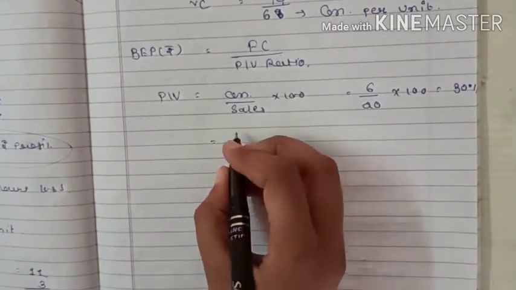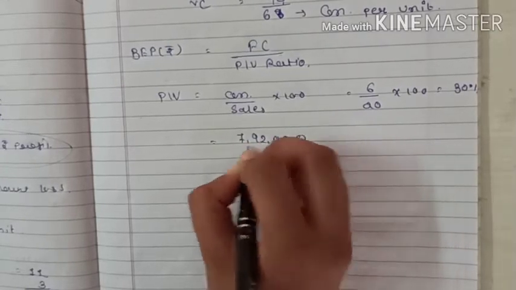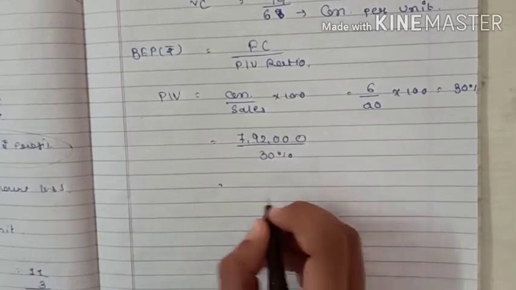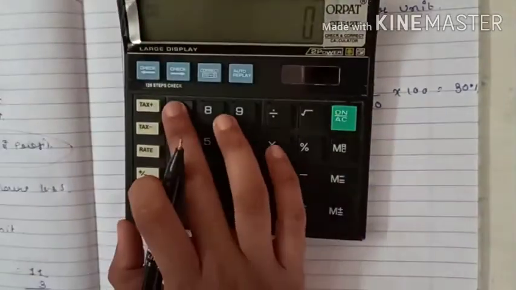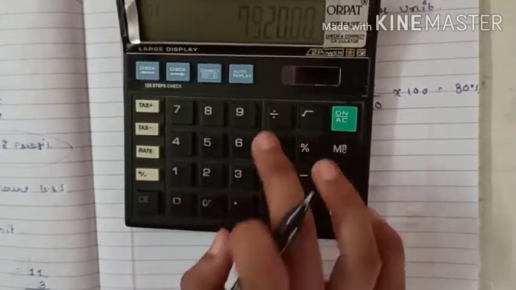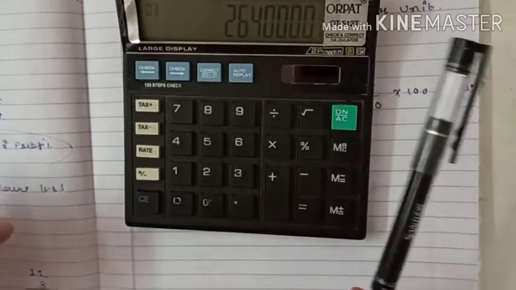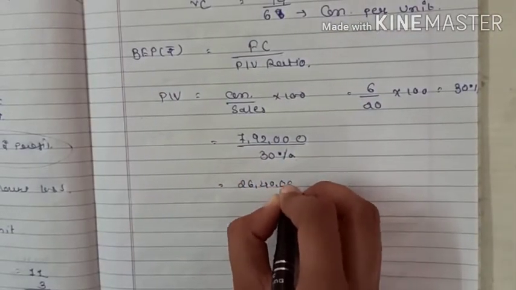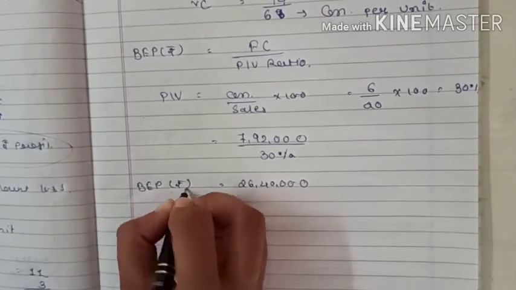So what would be the fixed cost? Fixed cost is 7,92,000. PV ratio is 30%. Carefully understand it is in a percentage. So 7,92,000 divided by 30%. It will come 26,40,000. This is BEP in rupees.